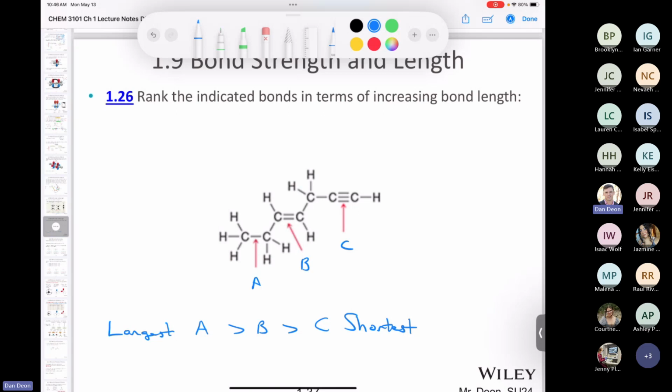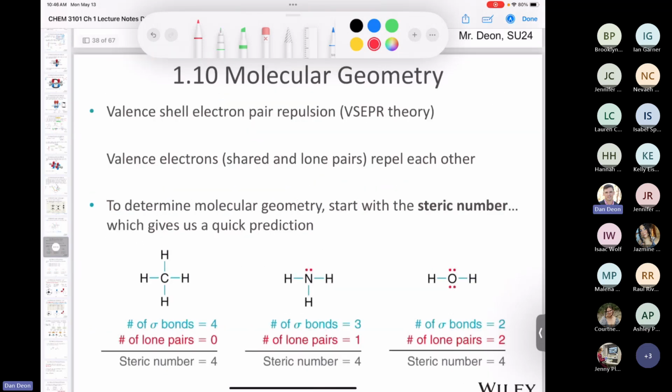You can also look at the hybridization here. This carbon is sp3, as is this one. These ones here are sp2. And then these two guys here are sp and sp. All right, so before we tackle molecular geometry, why don't we take another short break?